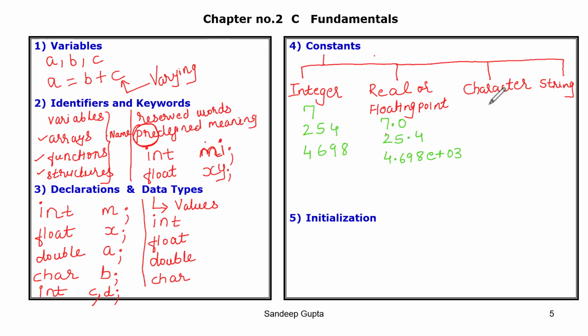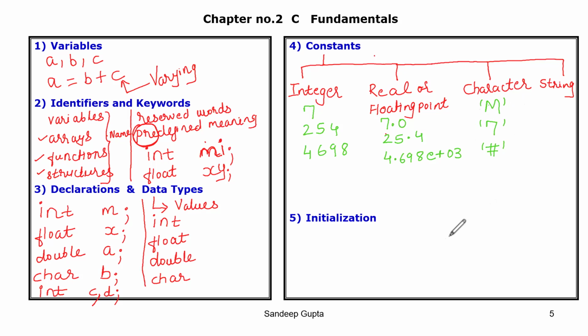उसके बाद आता है कैरेक्टर कांस्टेंट. So a character constant is any single character in single quotes. I repeat, a character constant is any single character in single quotes. So for example, if you write character M in single quotes, it is character constant. 7 in single quotes is character constant. Hash in single quotes is character constant. इसको बोलते हैं character constant.